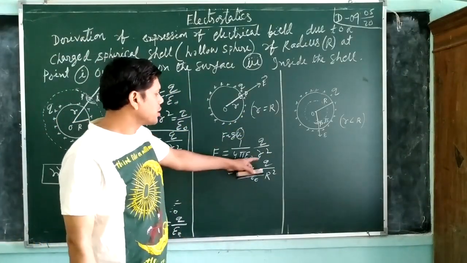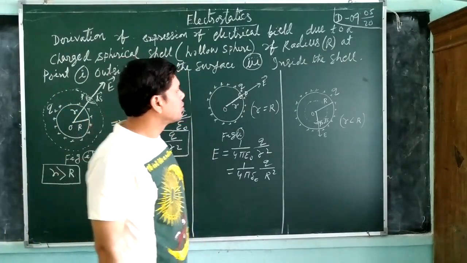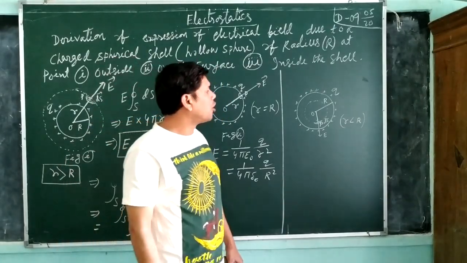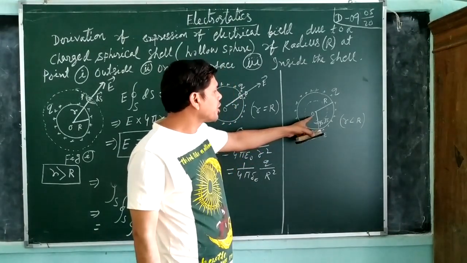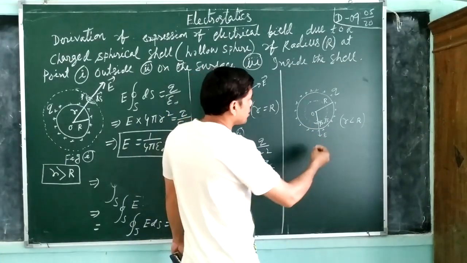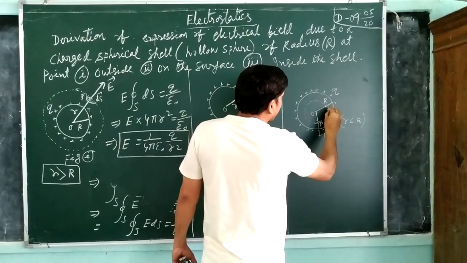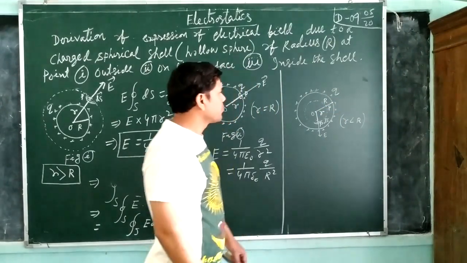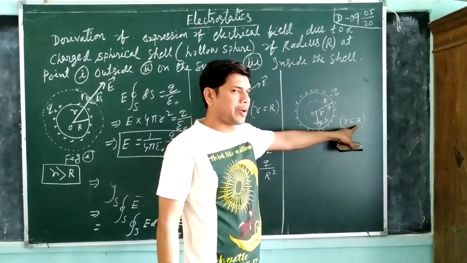So it is better to write in terms of small r because we are finding in terms of small r. Now the next case is when we have to find the electric field of a charged spherical shell when the point is lying inside the charged spherical shell. Let this point P be situated here, and OP equals small r. The radius of the spherical shell is capital R. Here small r is less than capital R.